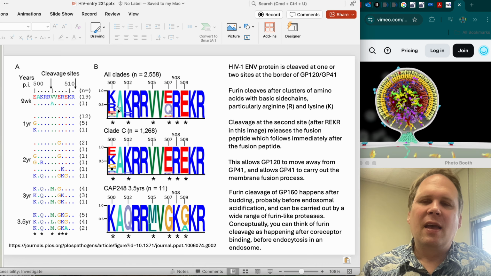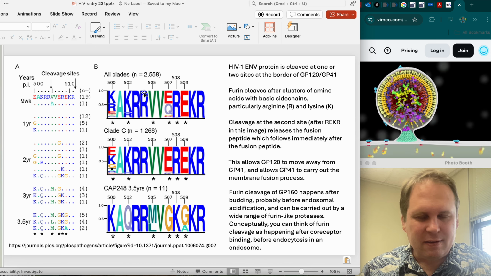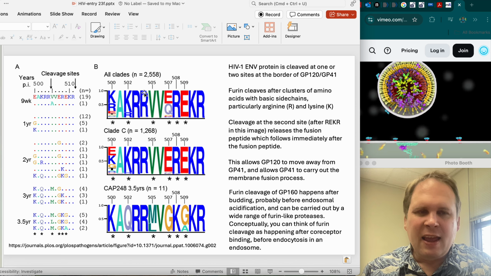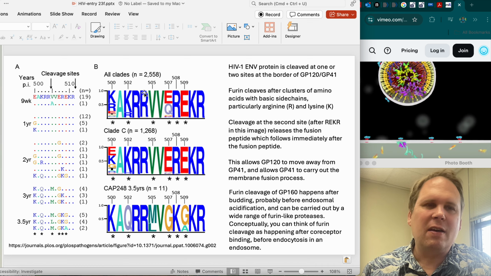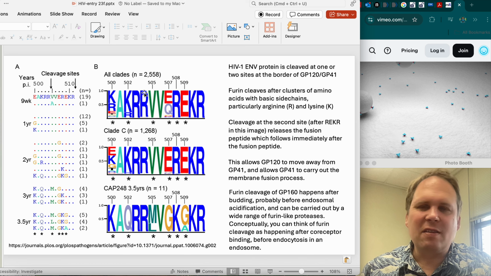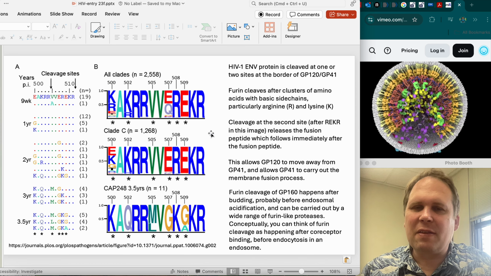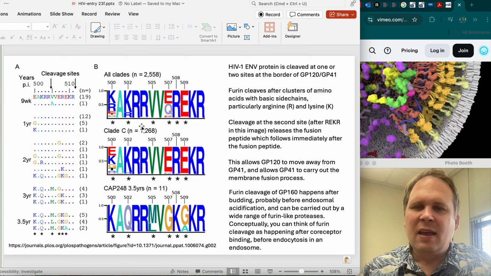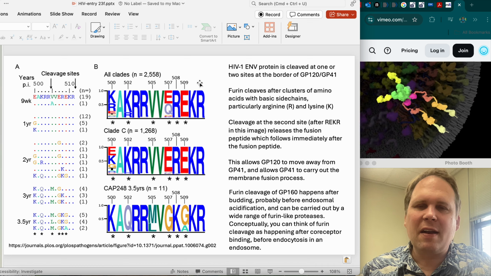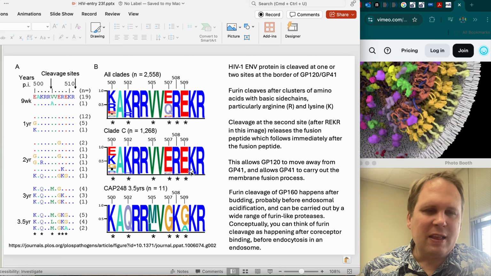I'm just going through this now so that when you rewatch it, you can say, oh, that's when it happens. So furin is going to cleave after basic amino acids. The two most basic amino acids are K and R, and by basic I mean they can take on a positive charge at fairly normal pHs that you can reach. And so these are going to have positively charged side chains on the amino acid.